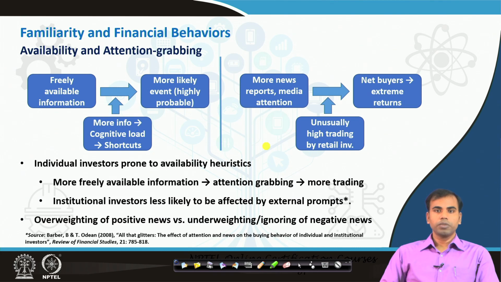Whereas, you might observe that institutional investors such as mutual funds or foreign institutional investors and other institutional investors are less affected by news reports or these external prompts, and that is why they do not get swayed away by such phenomena easily. Whereas, retail or individual investors are affected by these biases more frequently.